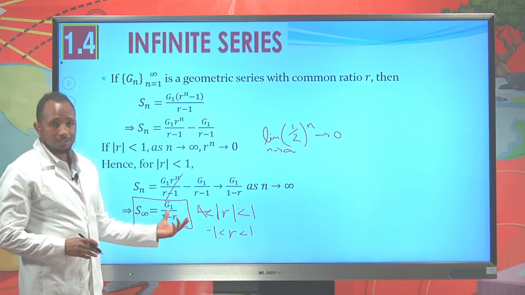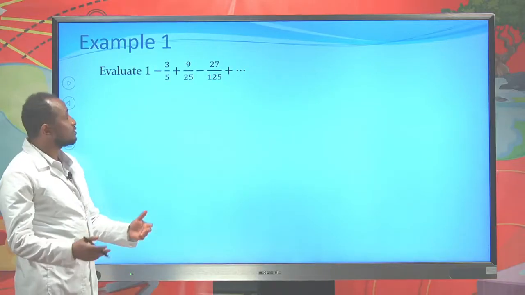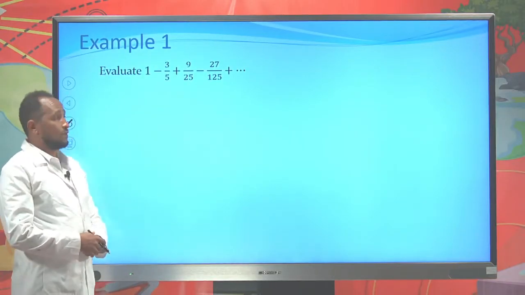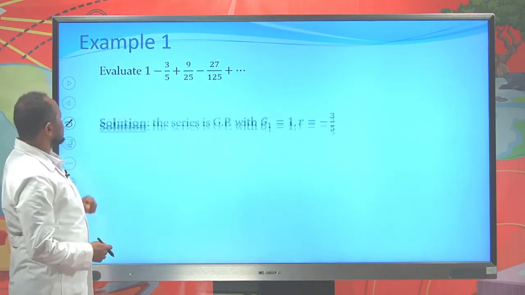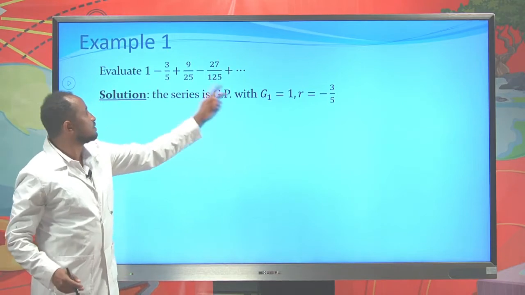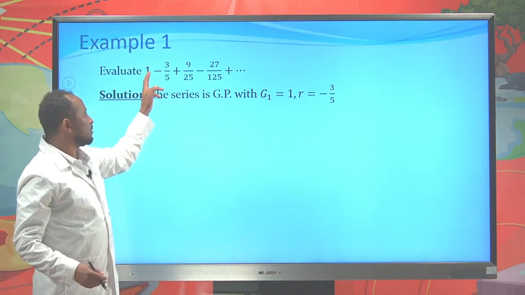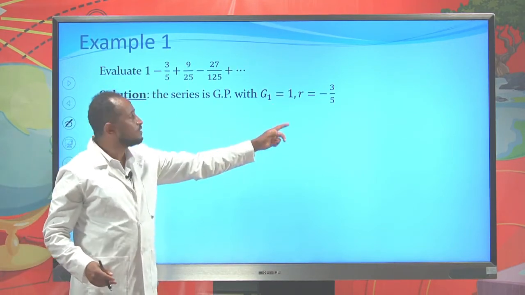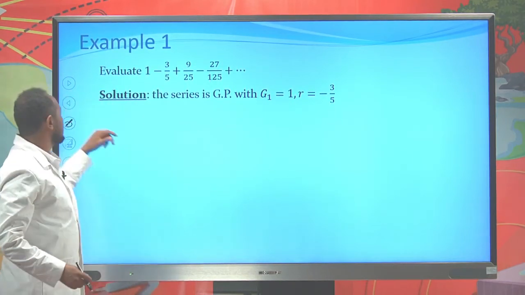So now let's see an example for this part. Evaluate this: 1 minus 3 over 5 plus 9 over 25 minus 27 over 125, and it goes on. You are asked to find the infinite sum of this series. To find that, we need to find first g1. The first term is 1. And the common ratio, when you take it, is -3 over 5. Since -3 over 5 is between -1 and 1, you can apply this formula.